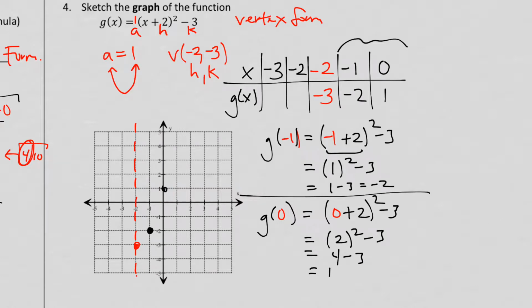So once I find two additional points, I can reflect them over the line of symmetry, and then just like that, I now have my graph.